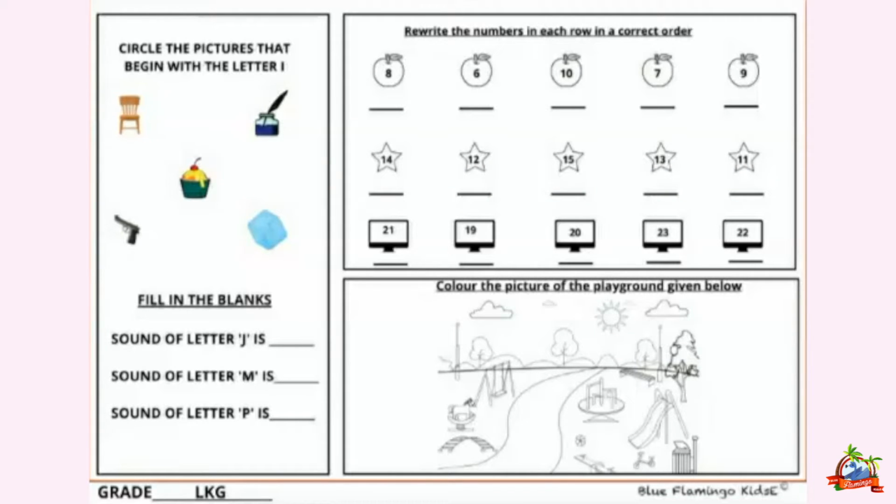And after that we have to circle that picture. Okay, so what we have to do is circle the picture that begins with letter I.